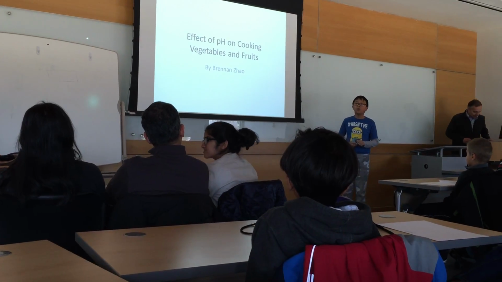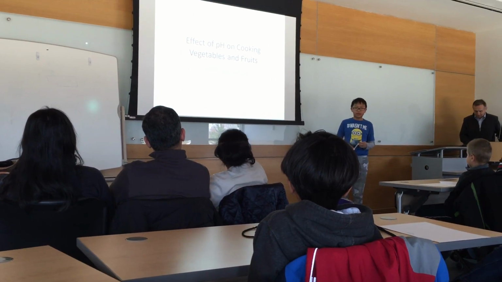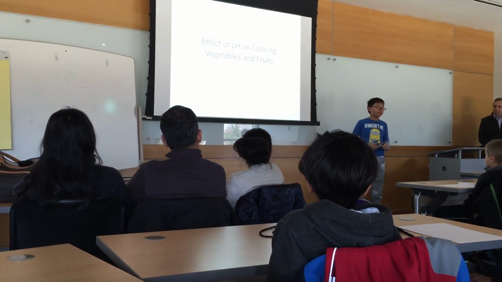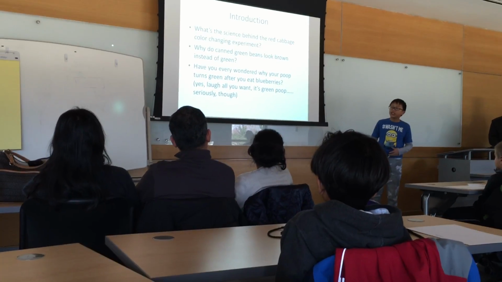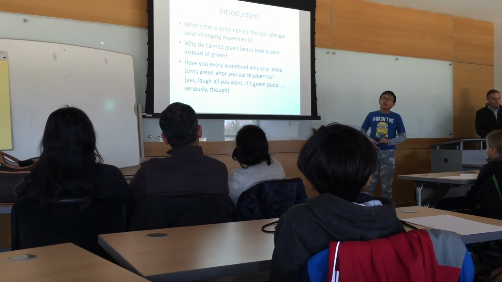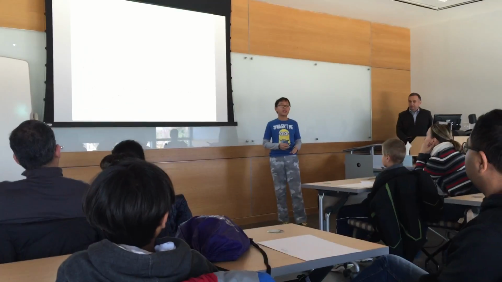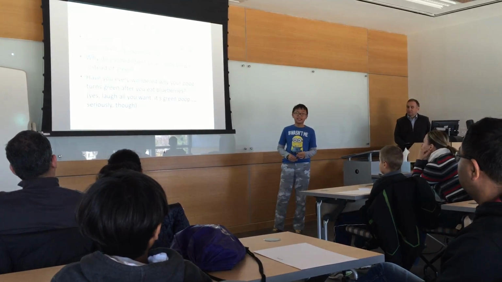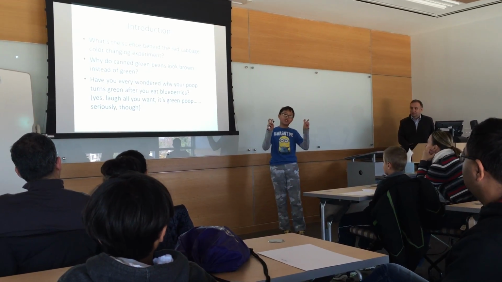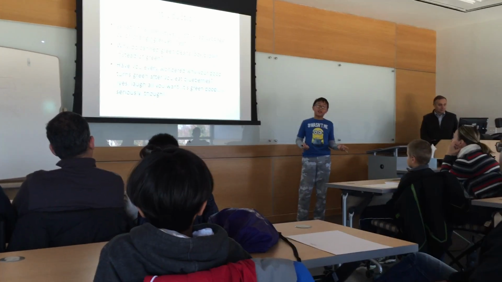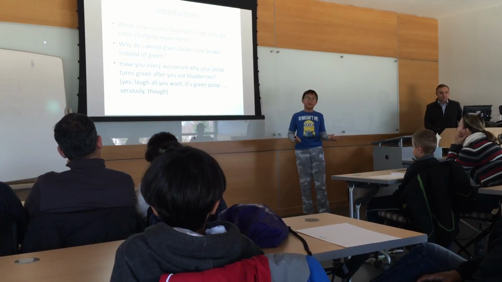This is on how pH levels can affect the color when you're cooking vegetables and fruits. Have you ever wondered why, in some science experiments, someone uses red cabbage and then somehow makes the cabbage magically change color when they add something to it? Why do green beans look brown when they're canned?